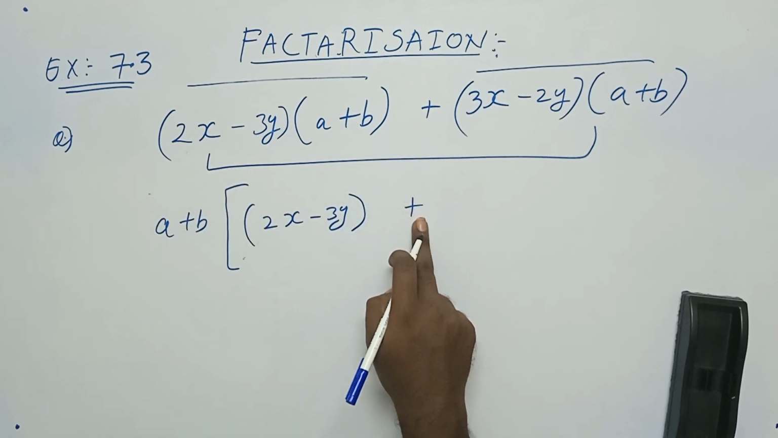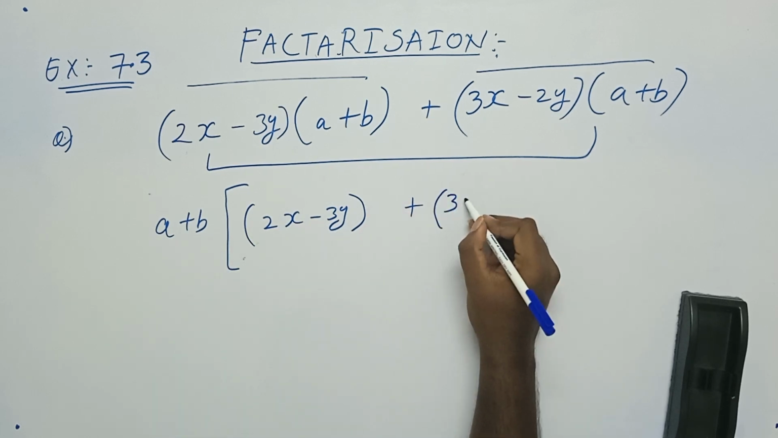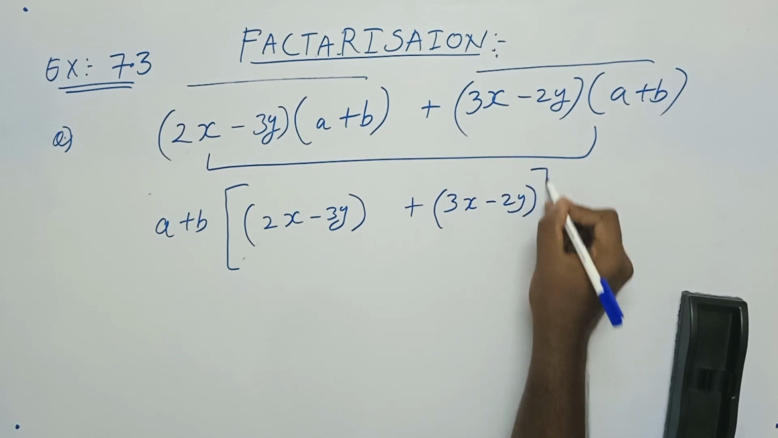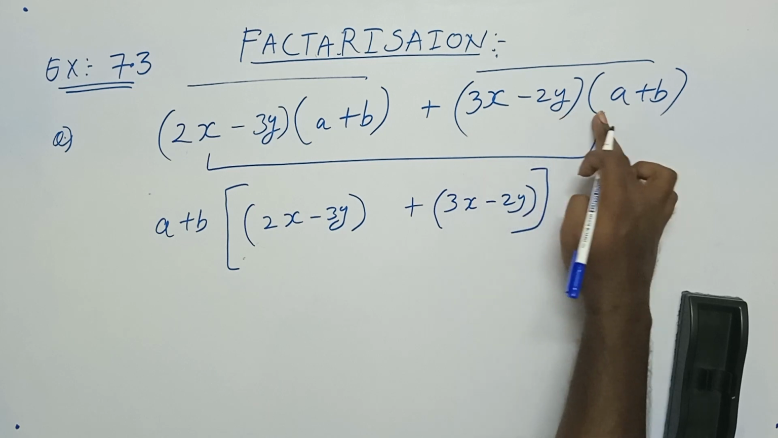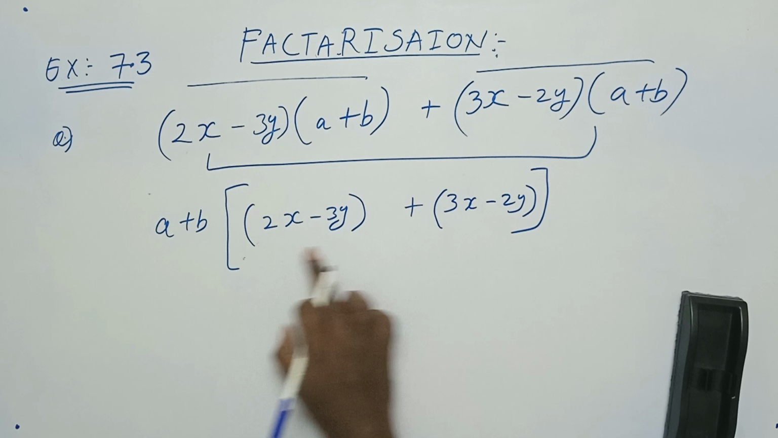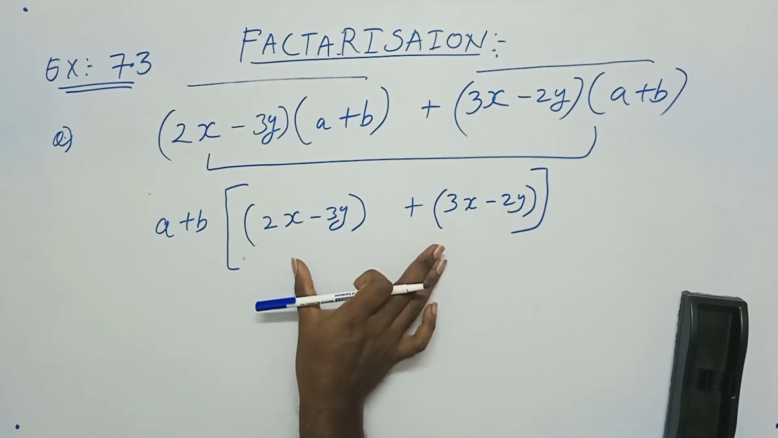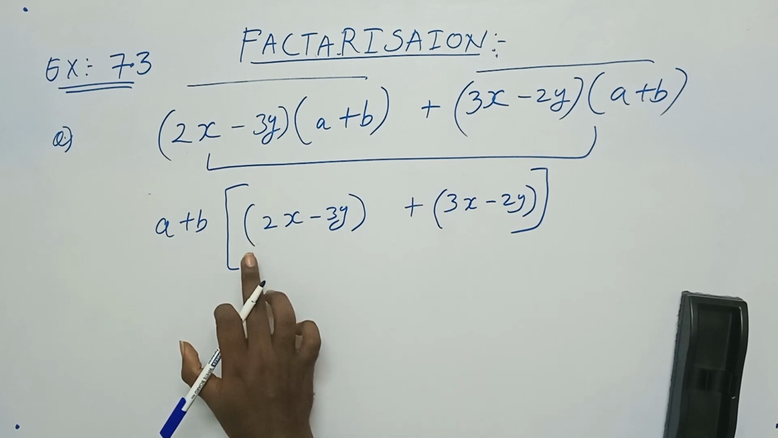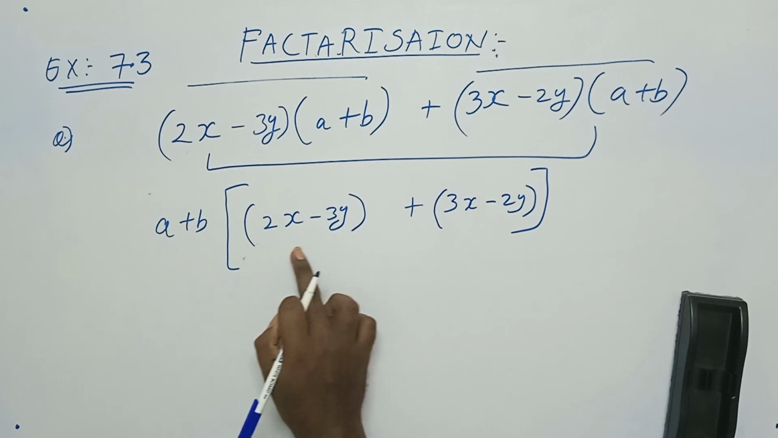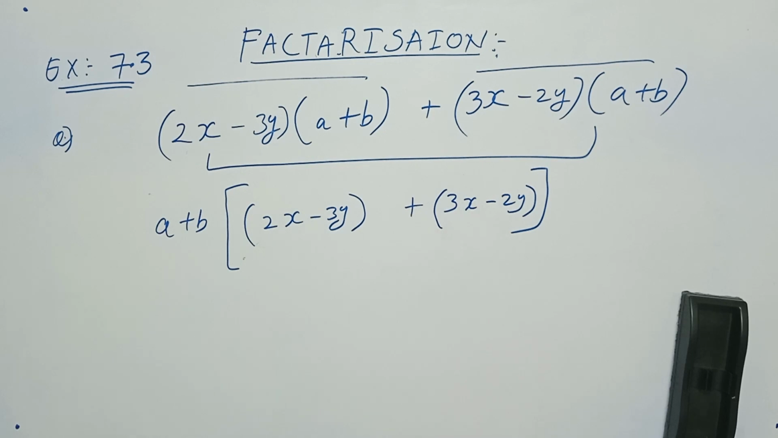Here you have a plus sign, so we keep the plus sign. So a plus b into 3x minus 2y, how much is that? It is 3x minus 2y into a plus b. Now we got the quotient, and the quotient is getting multiplied with a plus b. Now just be careful. We have not solved the problem yet, because we have to solve the terms inside the bracket.